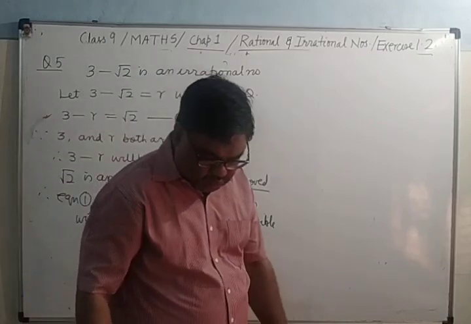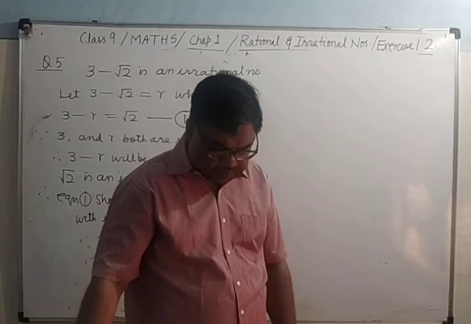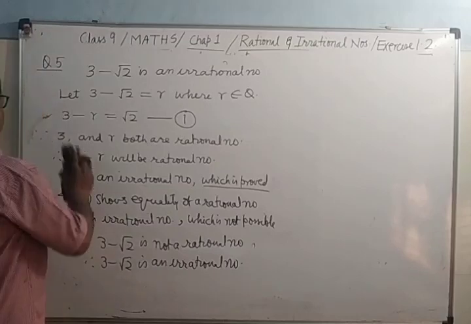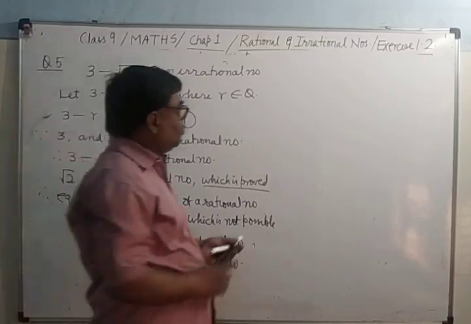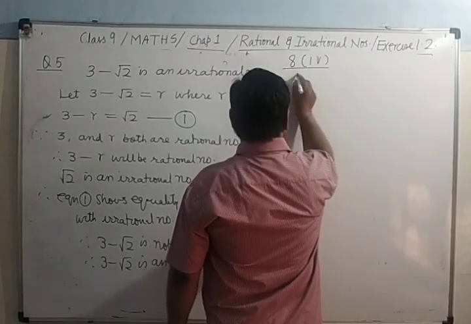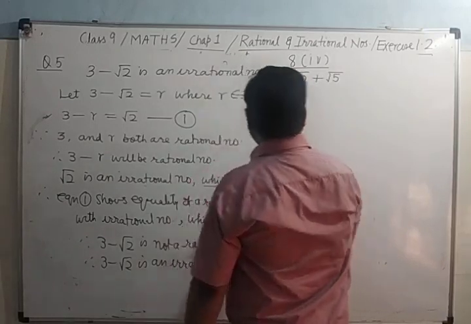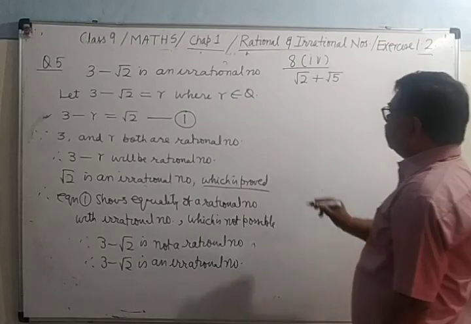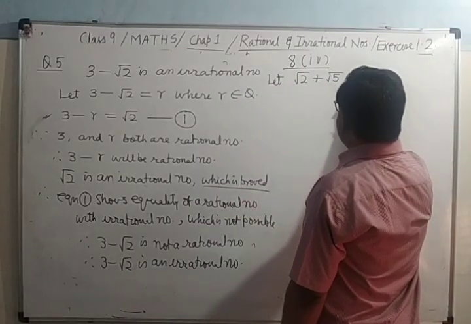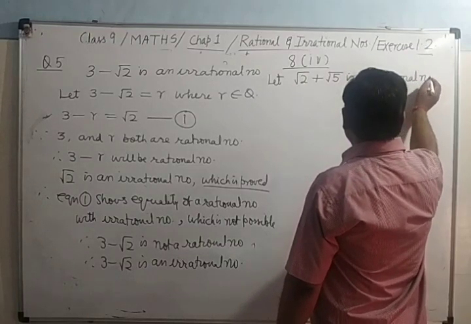Now I will do one more question from this. Question number 8, fourth part: root 2 plus root 5. How will you do that question? You have to prove that root 2 plus root 5 is an irrational number. So you assume, let root 2 plus root 5 be a rational number. And when it is like this, then what will you do?